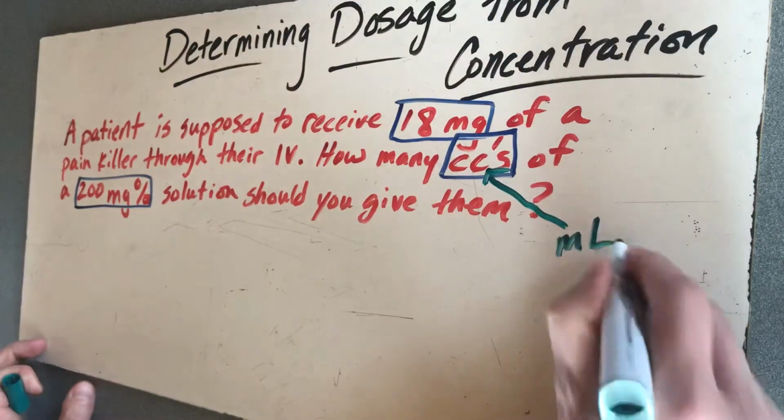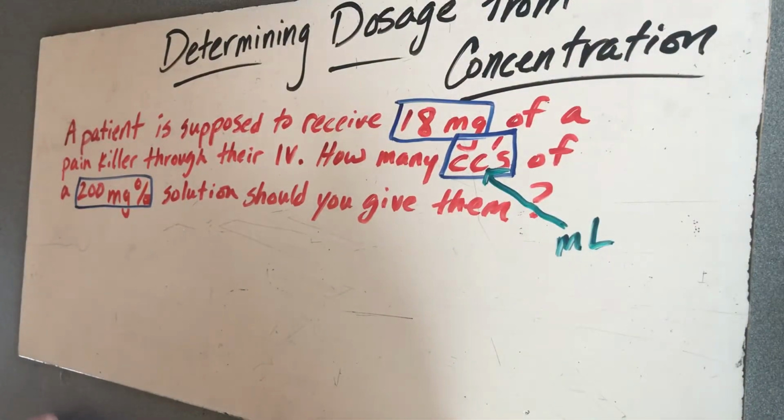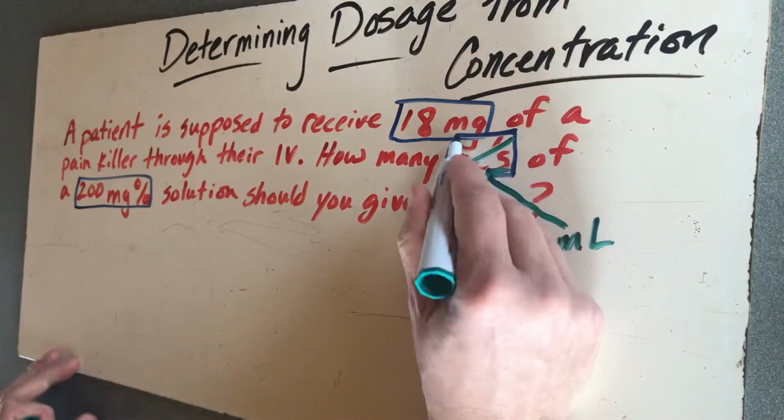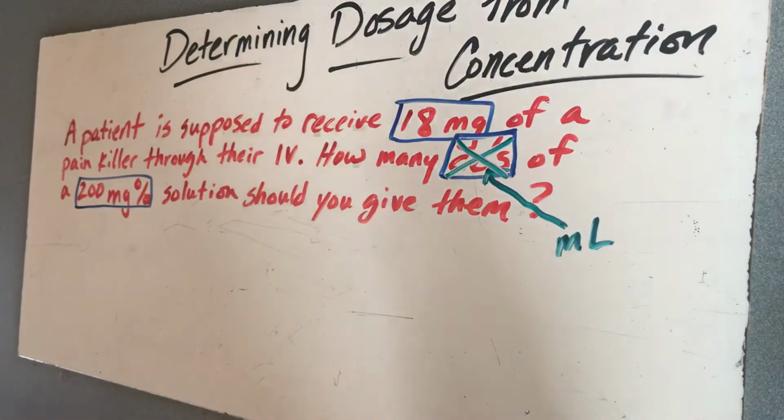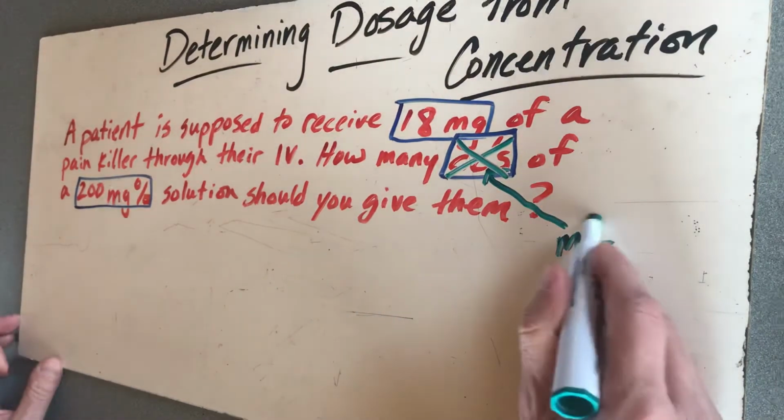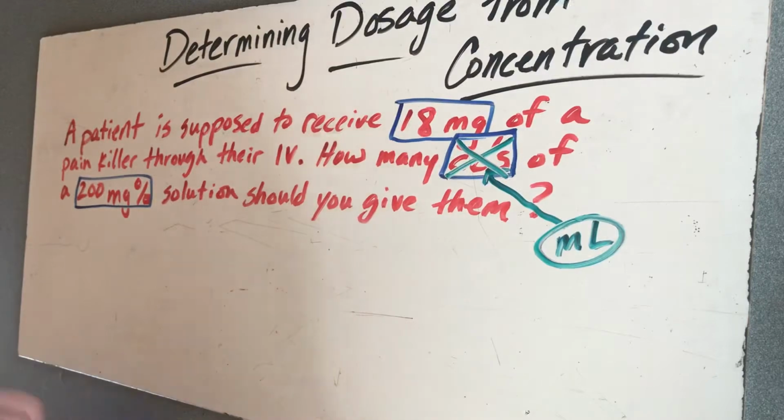cc's is the same as milliliters. A cubic centimeter, a cc, and a milliliter are identical. So from here on out, cc's might be the common phrasing, the common description that's being used, but I'm going to interpret it as milliliters. The other thing we're going to have to do is take a look at this over here. We've dealt with milligram percent. That's one way of saying it. We need to unwrap that and know what that means.